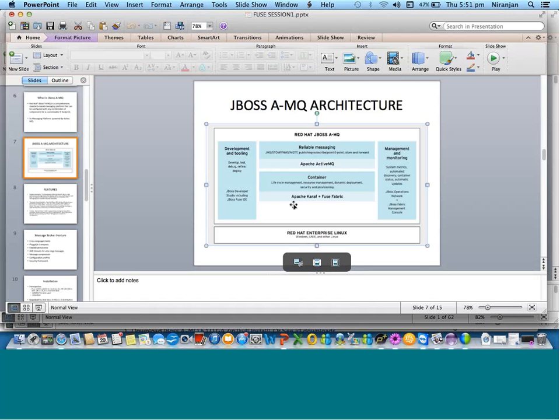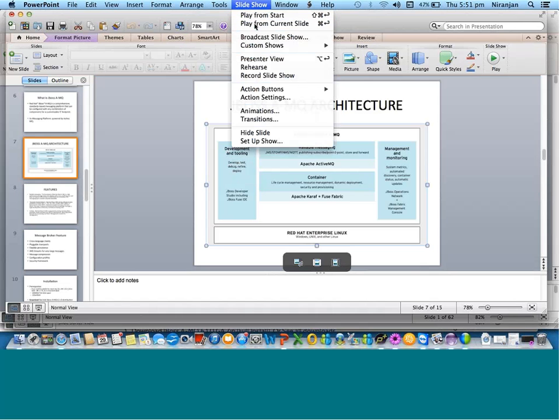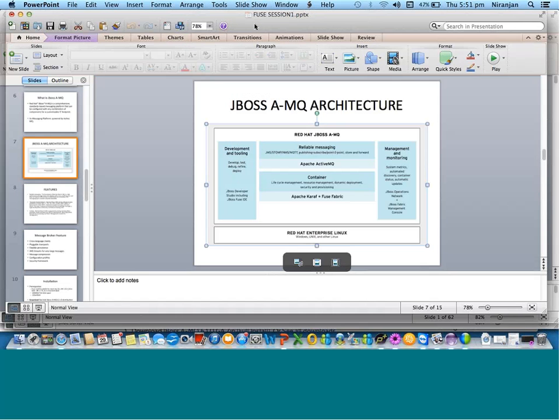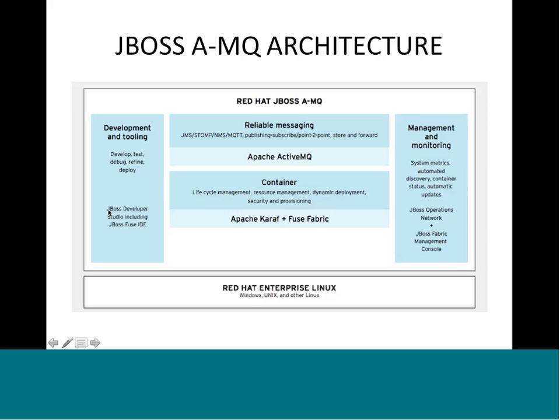Then you have Apache Karaf and Fuse Fabric. Basically, the combination of Apache Karaf and Fuse Fabric can be used in order to build your cloud, which I will tell you once we move forward, how to use it. Then you have n number of development and tooling. You can say that you have JBoss IDE using which you can actually talk to JBoss AMQ. So you have various tooling here which can be used. If I maximize this, you'll find here develop, test, debug, refine, deploy, and we can go and use JBoss Developer Studio, which includes JBoss Fuse IDE.